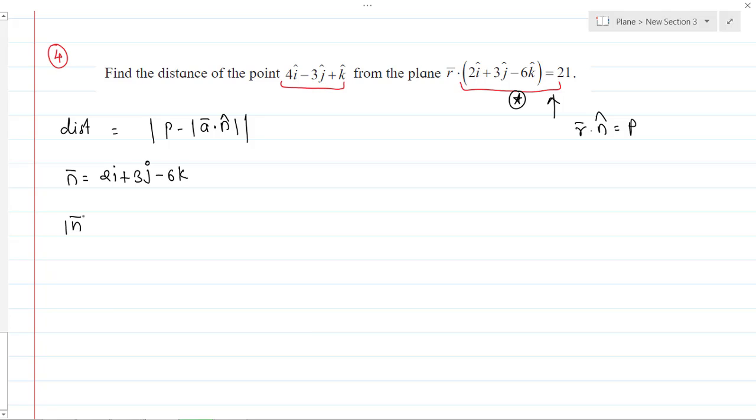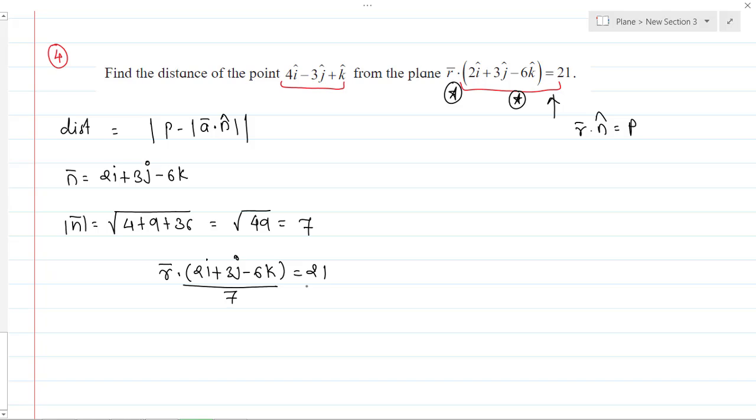Let's find out its modulus value, which is nothing but root of 4 plus 9 plus 36, which becomes root of 49, which is equal to 7. So to convert this equation into the normal form, we divide by 7 on both sides. So we will have r bar dot 2i plus 3j minus 6k equals 21. Dividing on both sides by 7, I will be having 3. This 3 is nothing but the p, which is the perpendicular distance of the plane from the origin.